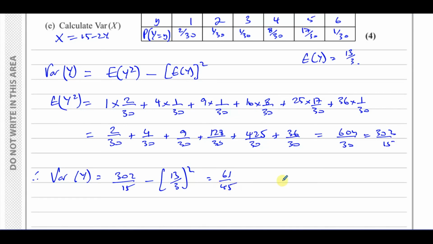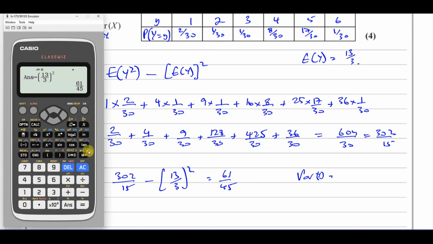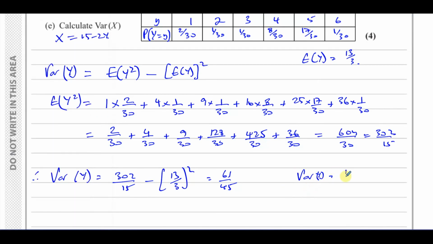61 over 45. So the variance of y is equal to, does that give us something sensible? 1.35, 1.36. We can leave it as 1.36 to 3SF. We can leave it like 61 over 45 if you want. Okay, 61 over 45. If we need another calculation, I would use it in this form. So that's the variance of y. The question says, however, find the variance of x. So this is a step along the way.